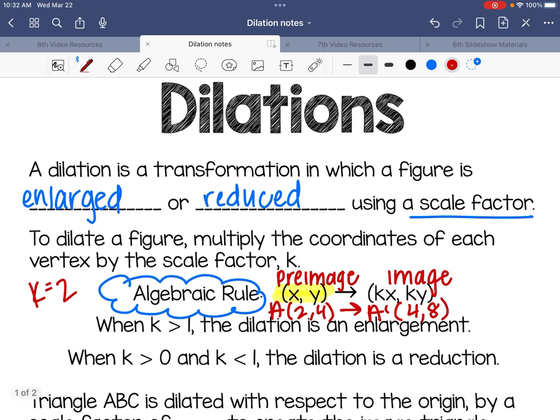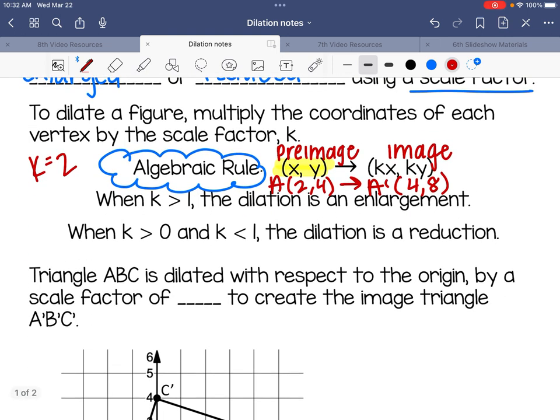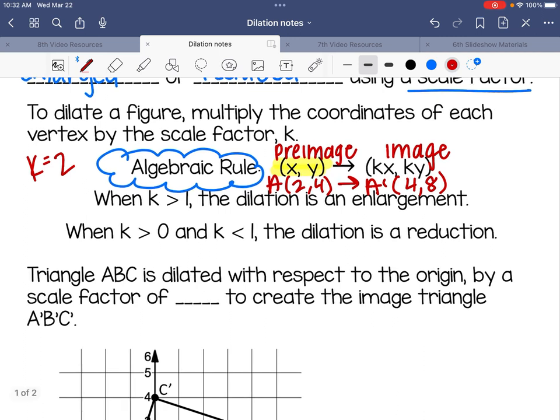When k is greater than 1, so when our scale factor is greater than 1, the dilation is an enlargement, meaning it gets bigger. But when k is between 0 and 1, meaning it's greater than 0 and less than 1, the dilation is a reduction. So some examples of a scale factor greater than 1 could be k equal to 2 or k equal to 5/3. Notice that just because it's a fraction, you have to realize it's an improper fraction and it's really equivalent to 1 2/3, so that is greater than 1.